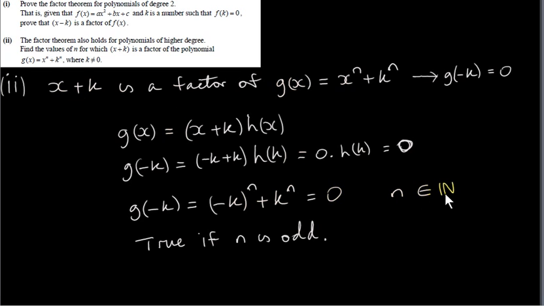By the way, n is a natural number. That means it's a positive integer. This equation here is only true if n is an odd natural number. For example, if n was equal to 3, then we would have minus k to the power of 3 plus k to the power of 3. But minus k to the power of 3 is minus k times minus k times minus k. That's minus k cubed. So you see we do get 0. Similarly, if n is 5, minus k all to the power of 5 is just minus k to the power of 5.